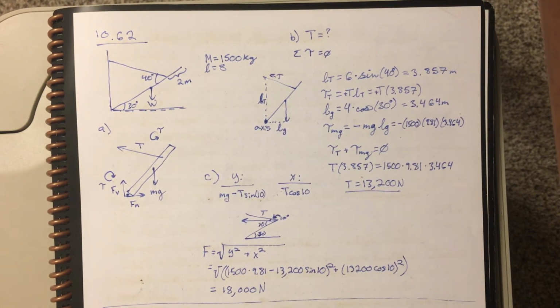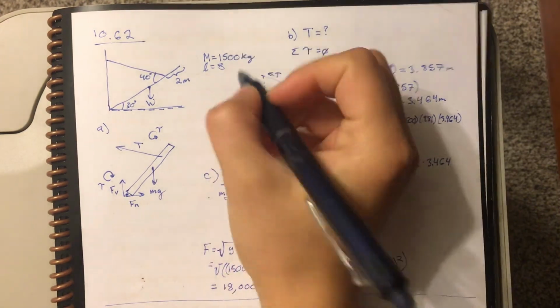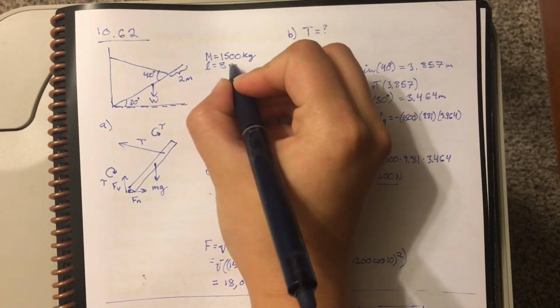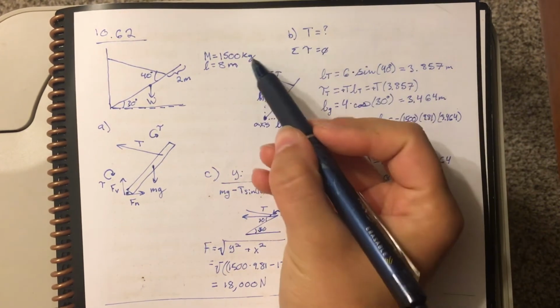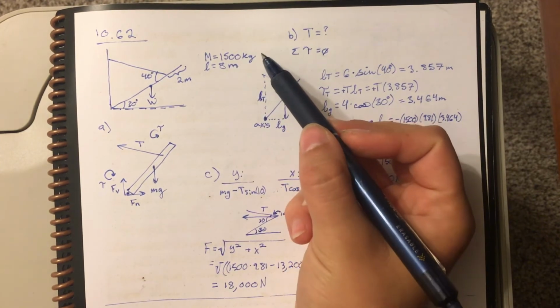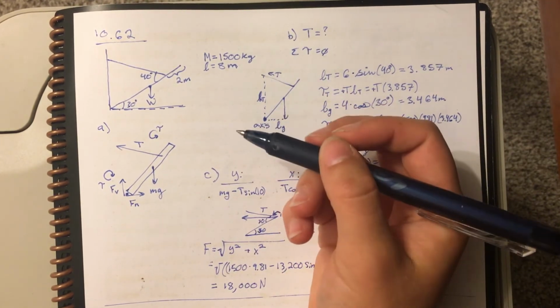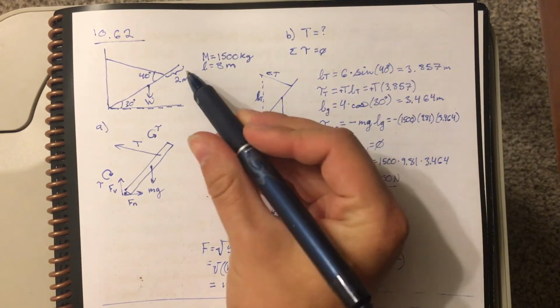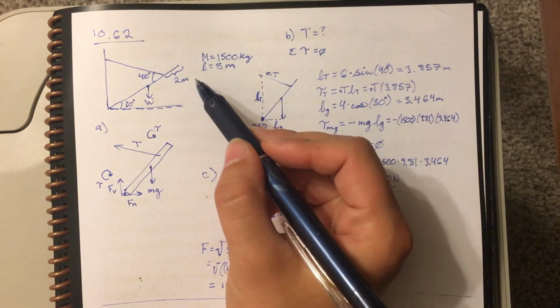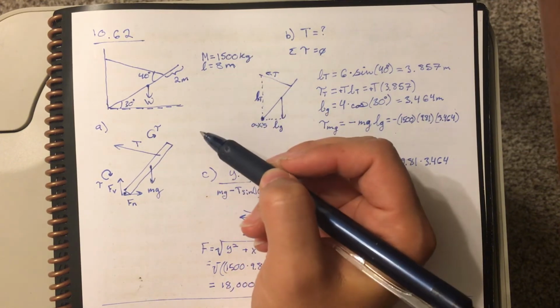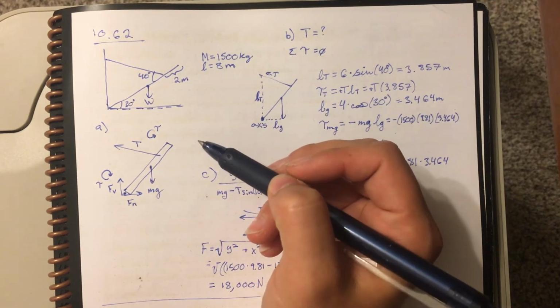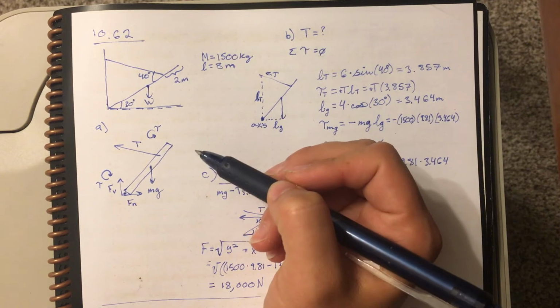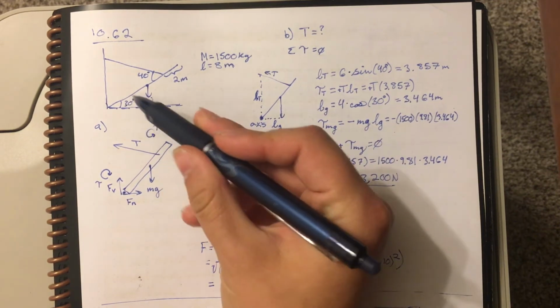10.62. A uniform 8-meter, 1,500 kilogram beam is hinged to the wall and supported by a thin cable attached 2 meters from the free end of the beam. The beam is supported at an angle of 30 degrees above the horizontal.